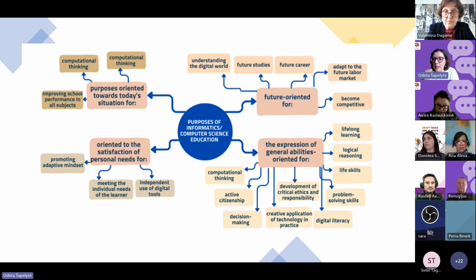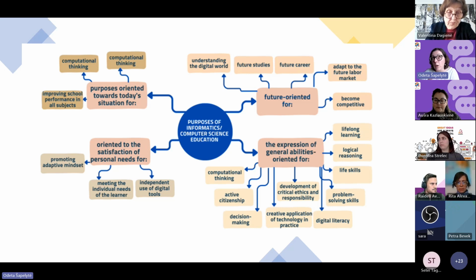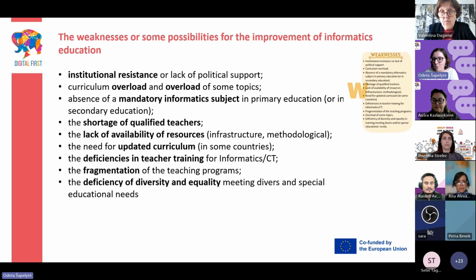Also, during the focus groups, we talked about the purpose of informatics education. Mainly participants mentioned that those goals have to be related to the development of students' general competences, for example lifelong learning, logical reasoning, problem solving, creative use of technology, and so on. For teachers and parents, it should serve the students' future. So informatics is usually related to students' future.